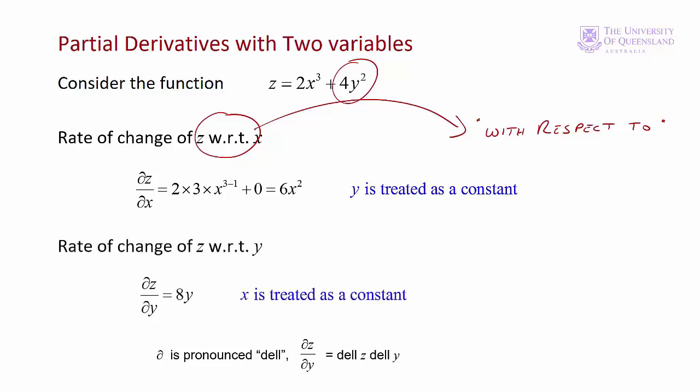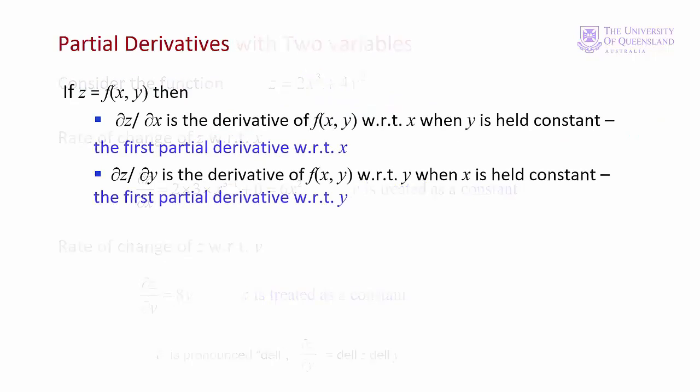Similarly, we can differentiate with respect to y. So that's the rate of change of z with respect to y. That's del z del y. In this case, we're treating y as the variable, and we're holding x constant. So 2x cubed is a constant. The first derivative with respect to y will be 0. We apply the power rule to the second term. That gives us 8y.